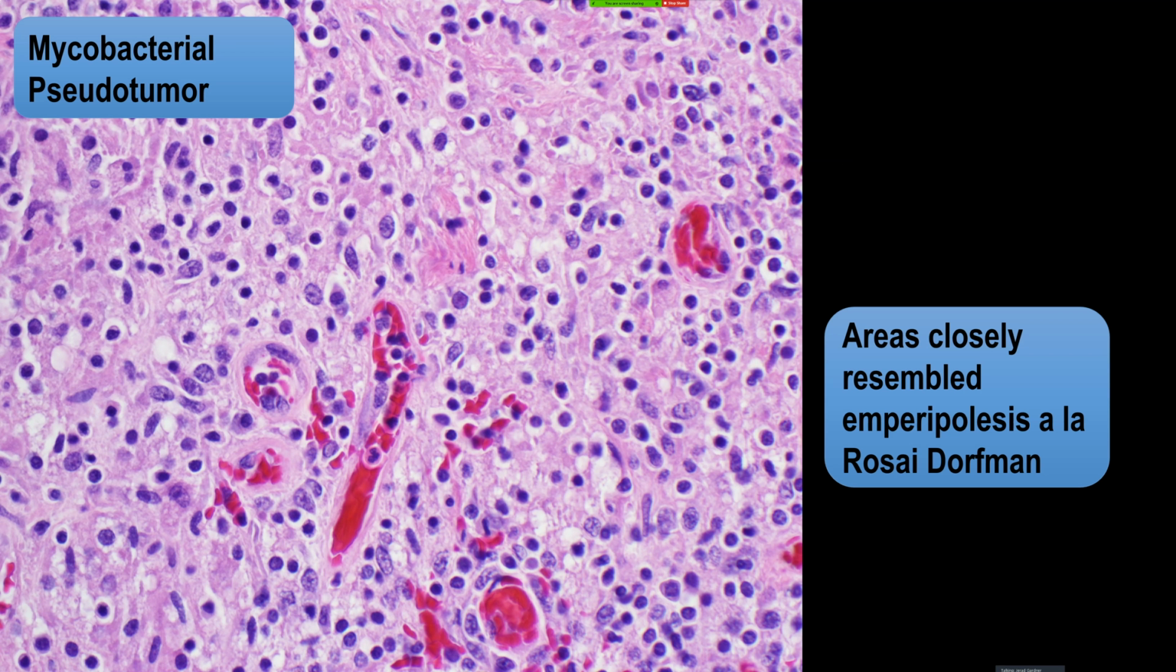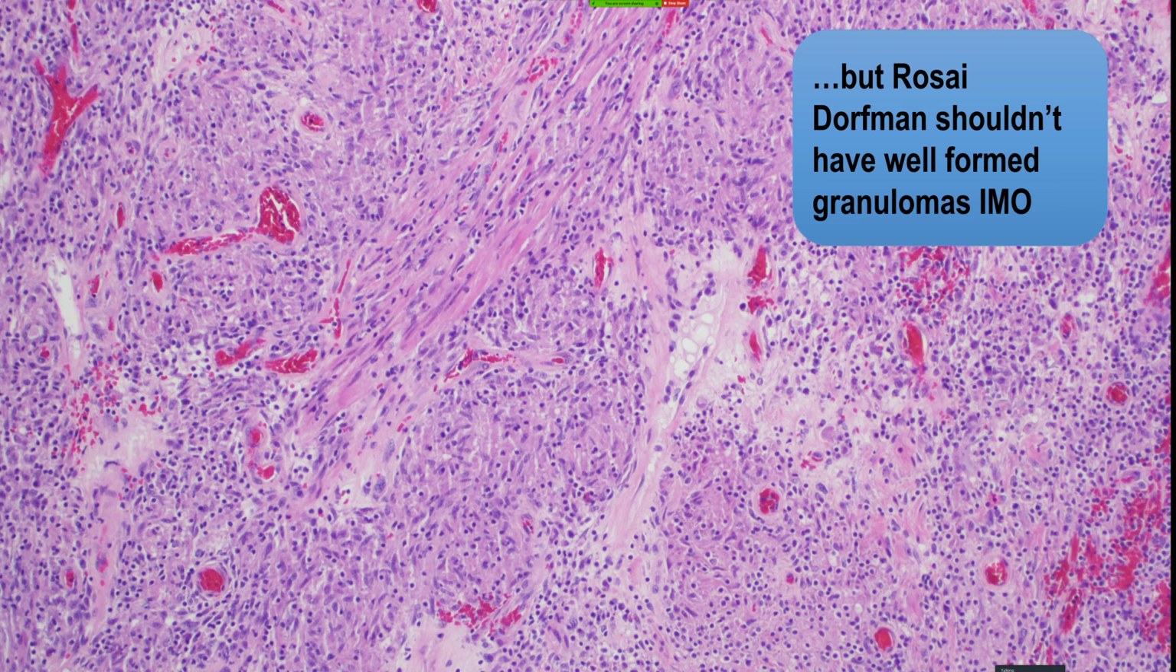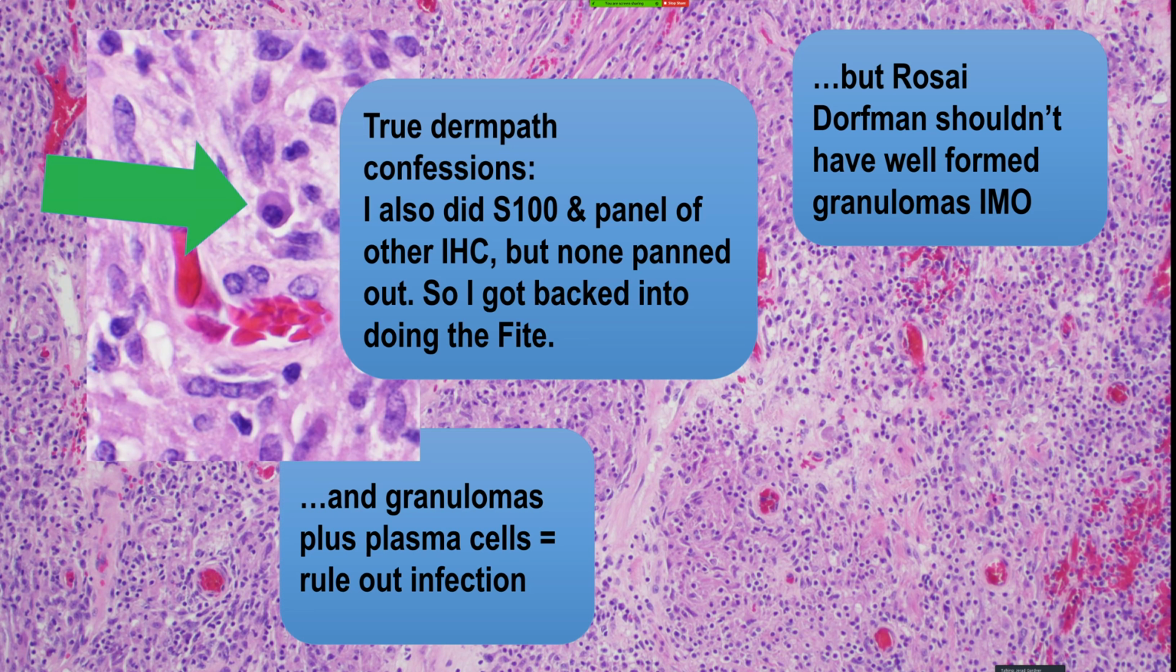So I think that's the end of it. Just to point out that not all that emperipolesis is Rosai-Dorfman. I think Shakespeare wrote that. I just totally blatantly ripped that off from him and then made it about a nerdy pathology thing. I also like to say that not all that palisades is schwannoma, because lots of things can palisade. So those are my two Shakespeare rip-off quotes. And Rosai-Dorfman shouldn't have granulomas. I already harped on all of this.